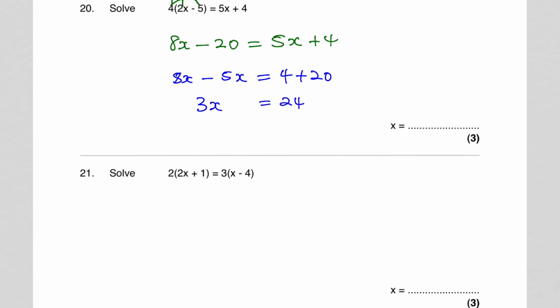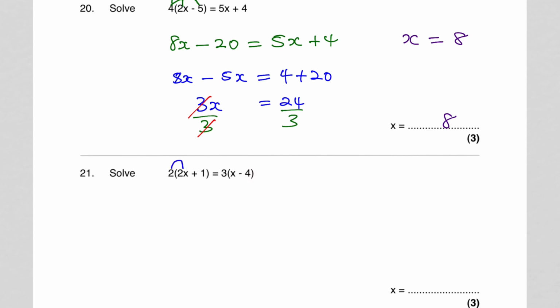We need to divide both sides by 3. As you can see, 3 cancels 3, and therefore x will be equal to 24 divided by 3, that's 8. So x equals 8. Question 21, we need to expand and then collect like terms and solve.